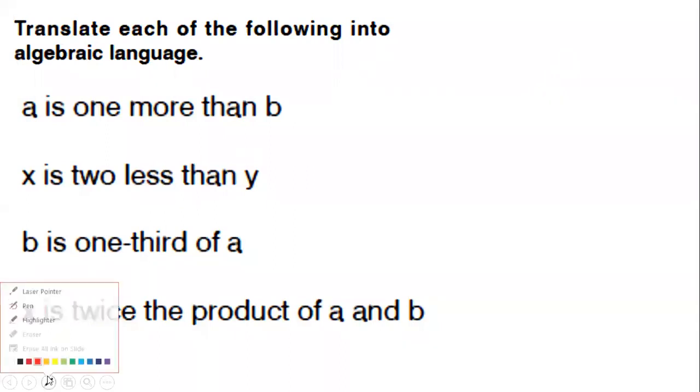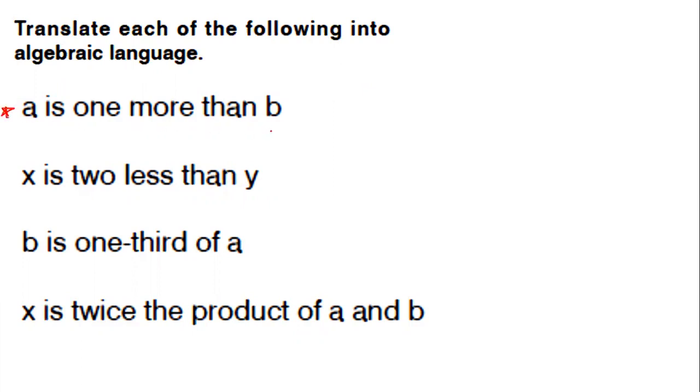So our first question is saying to translate each of the following into algebraic language. The first one is: a is 1 more than b. That means a is equal to, and 1 more than means plus. You will say b plus 1. That's it.